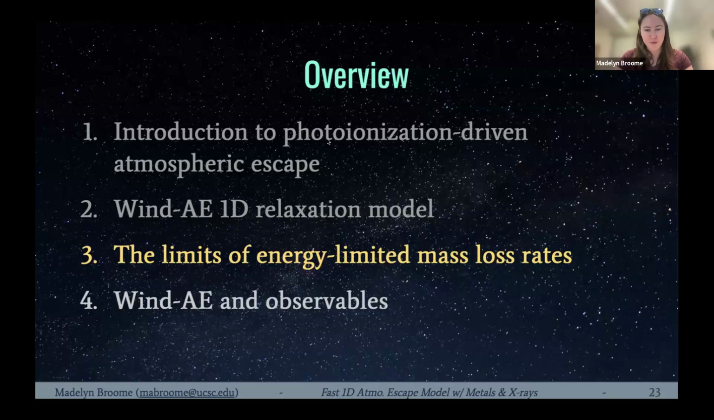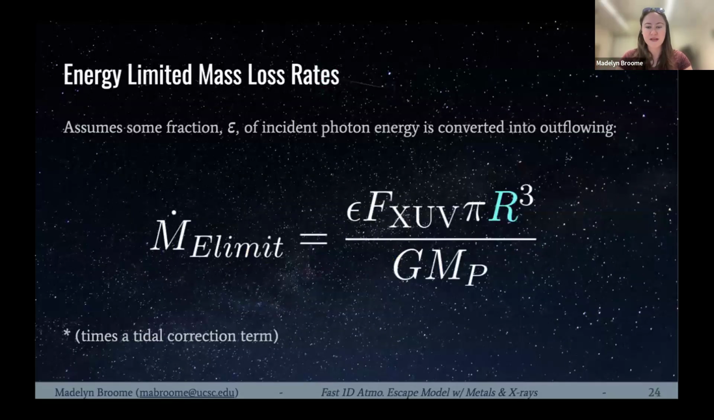So why go to all this trouble? Why use these models, ones that are beautiful and sophisticated and maybe expensive, or ones that are maybe a little less beautiful and sophisticated, but quite fast like ours? Still, nothing is as fast as using the energy limited mass loss rate approximation. And this is commonly used.